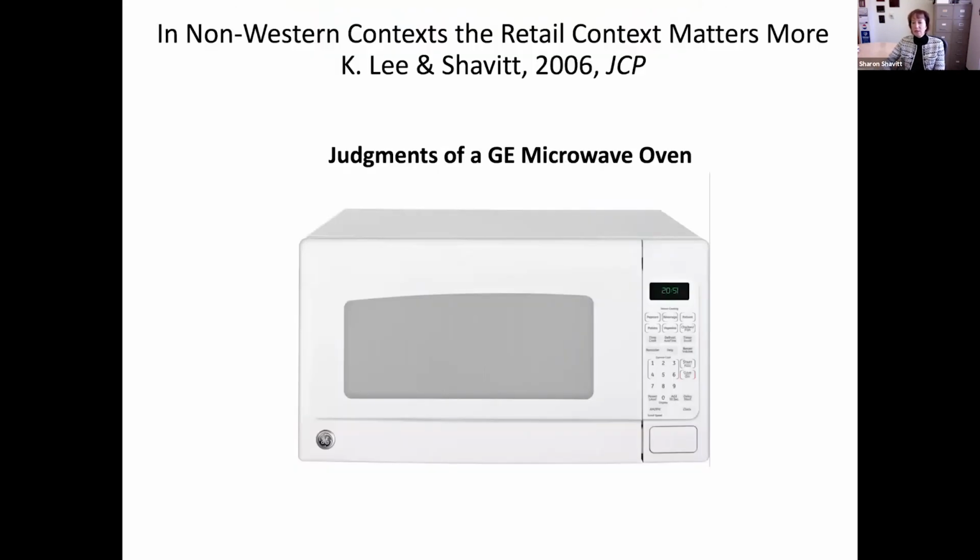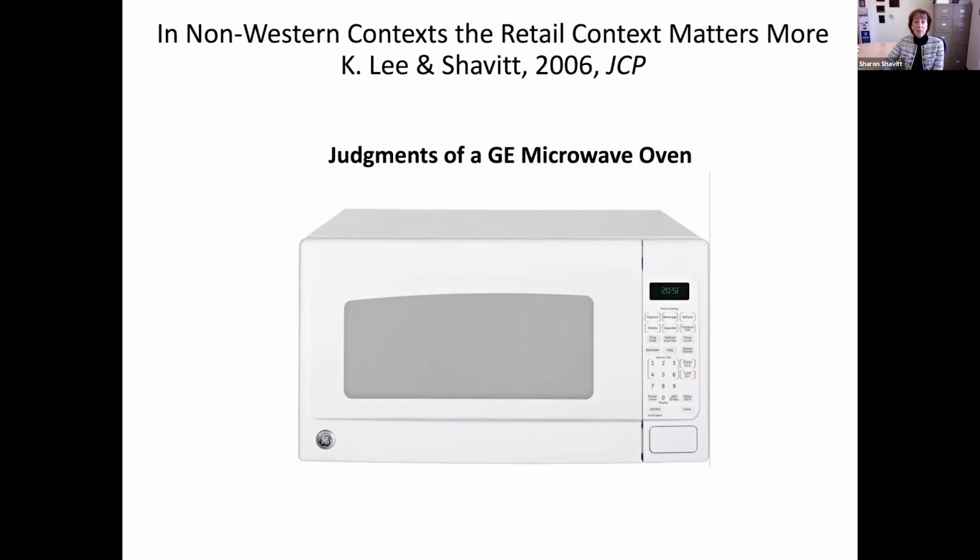And let me tell you about a study that we did that showed how this can matter in a retail context. So cultures may differ in terms of how they use information in a retail setting to make judgments. So even if a consumer isn't physically in a store, he or she might use information about the retailer, like the store's reputation, to make judgments about the product inside the store. Reputation of a retailer is part of the context in which a brand is sold.